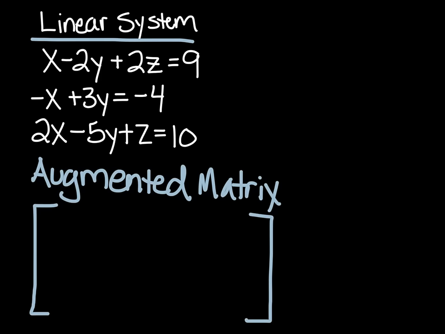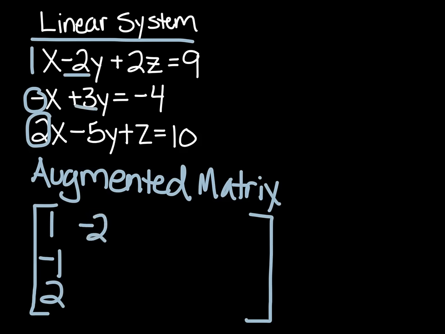In this matrix, we're going to make our first column be all of the x coefficients. So this x coefficient is 1, this one is negative 1, and this one is 2. The second column will be all of the y coefficients. So we've got negative 2, 3, and negative 5. The third column will be the z coefficients. So we now have 2. There is no z in this second line, so we use a 0, and then 1.